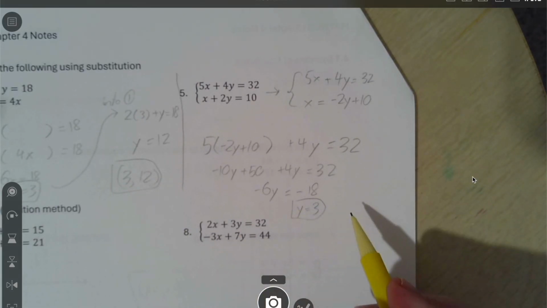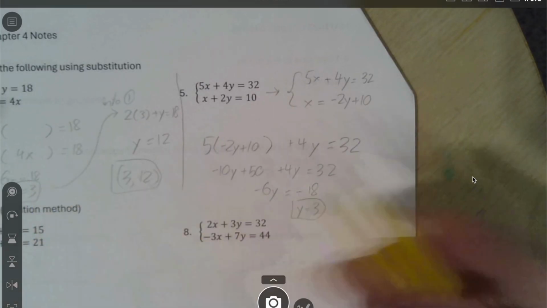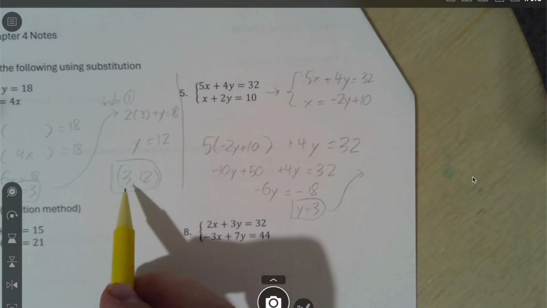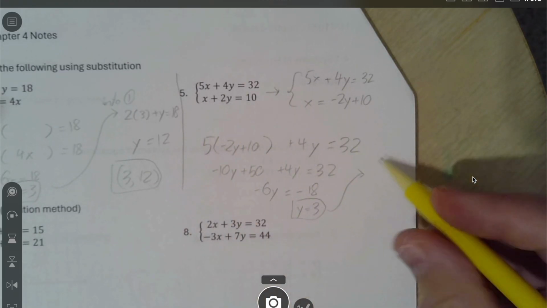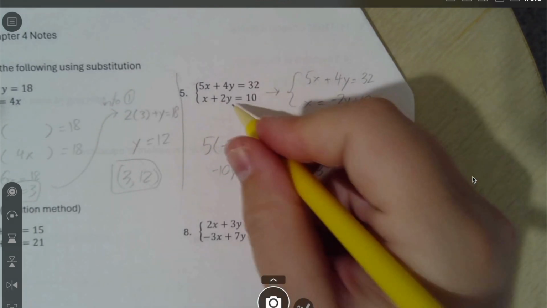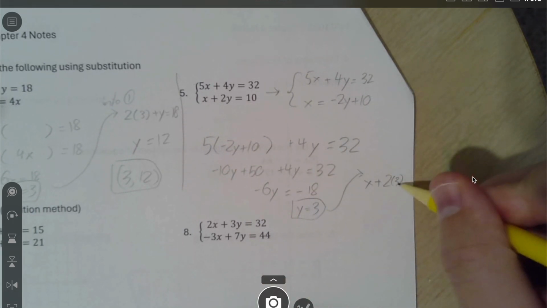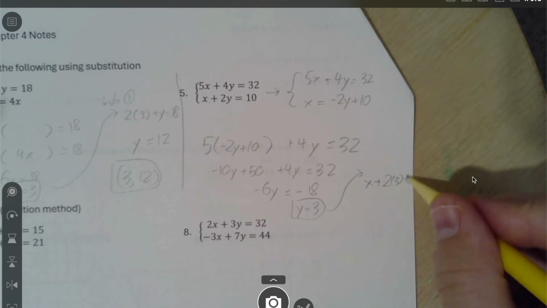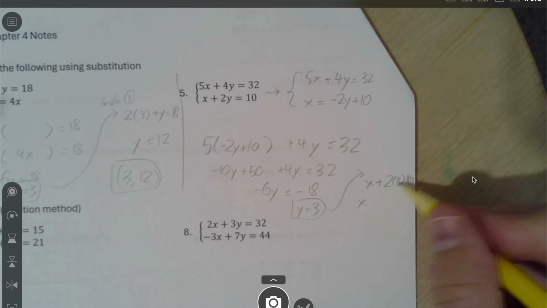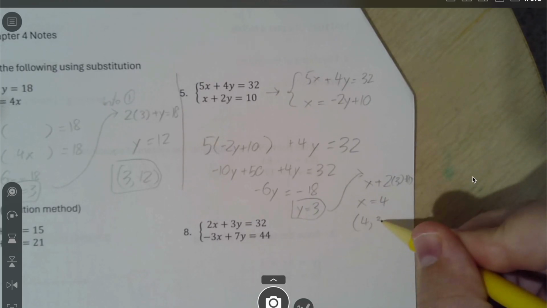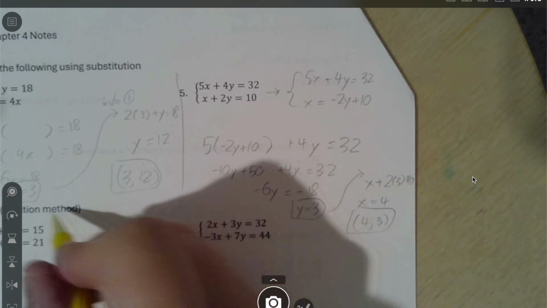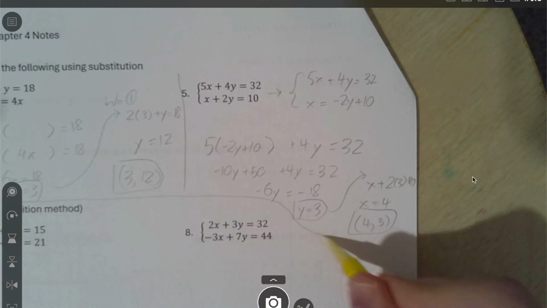I put a box around it, but we're not really done yet. There's only one answer. It's the whole xy pair. So I solved for y. Let me go back in and substitute it. Maybe I'll plug it into the bottom because it has less work to do. So x plus 2 times 3 is 10. Running out of space there. But that's 6, and if you subtract that over, you'll get 4. So careful when you write it down, it's 4, 3 because it's x, then y. And great, we just did substitution.